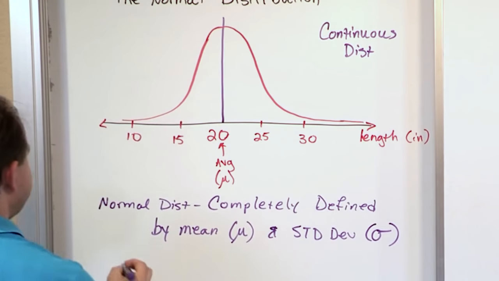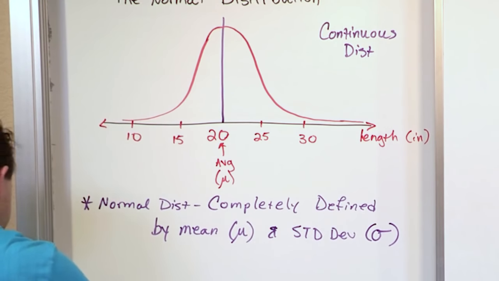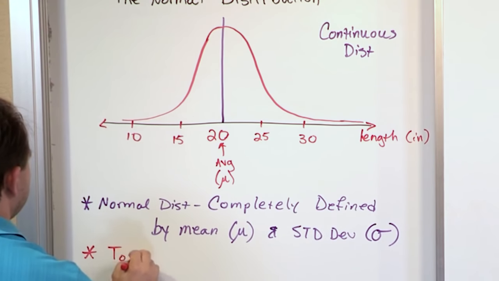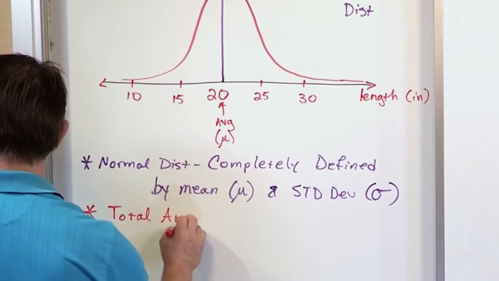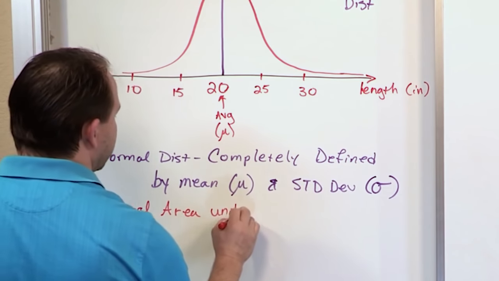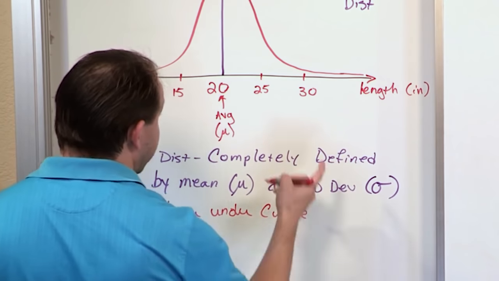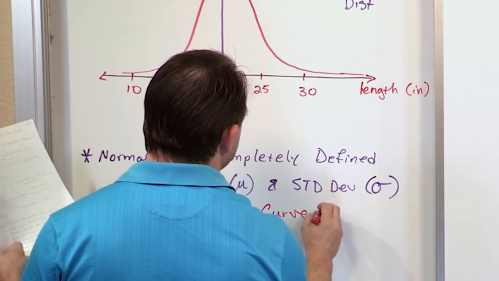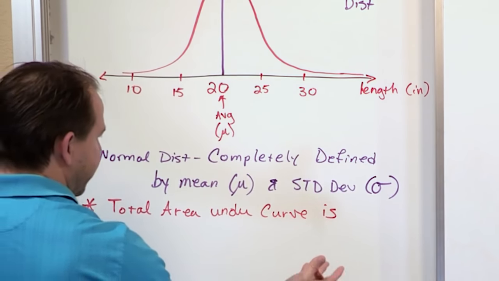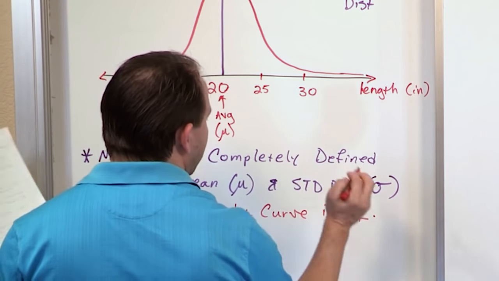Very important thing I want to show you here for the next one. This should blow your mind a little bit here. Total area under the curve, meaning under this normal distribution curve, is equal to, if you had to guess, what do you think it would be equal to? It would be equal to 1.